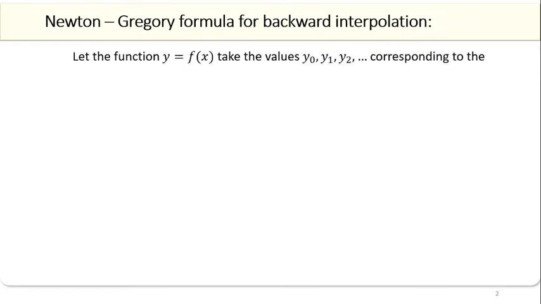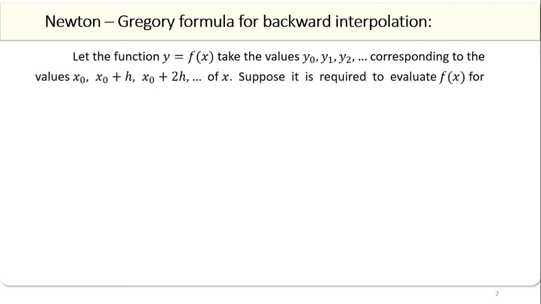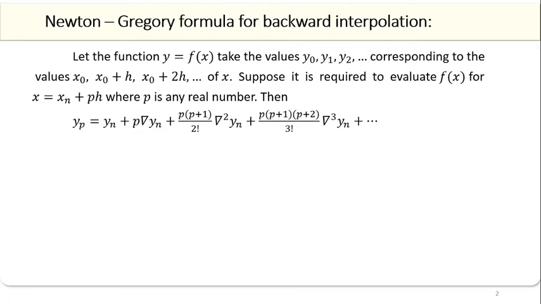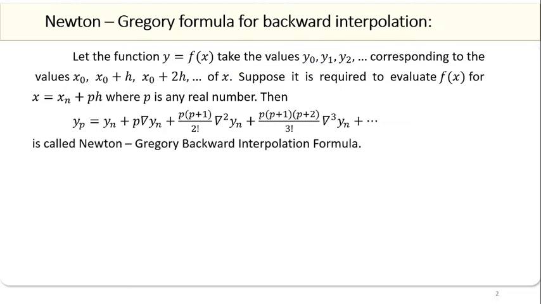Let the function y = f(x) take the values y0, y1, y2, etc., corresponding to the values x0, x0 + h, x0 + 2h, etc., of x. Suppose it is required to evaluate f(x) for x = xn + ph, where p is any real number. Then yp is given by yn + p∇yn + p(p+1)/2! ∇²yn + p(p+1)(p+2)/3! ∇³yn + etc. This is called the Newton-Gregory backward interpolation formula.